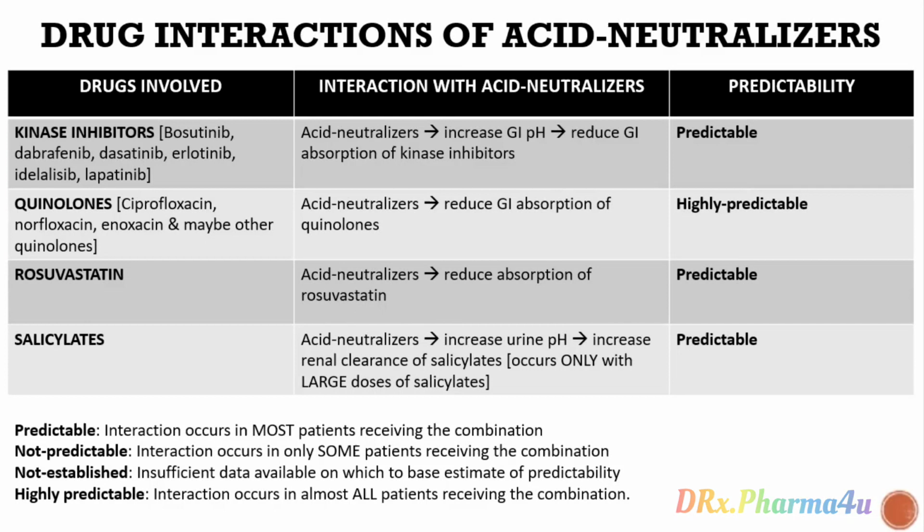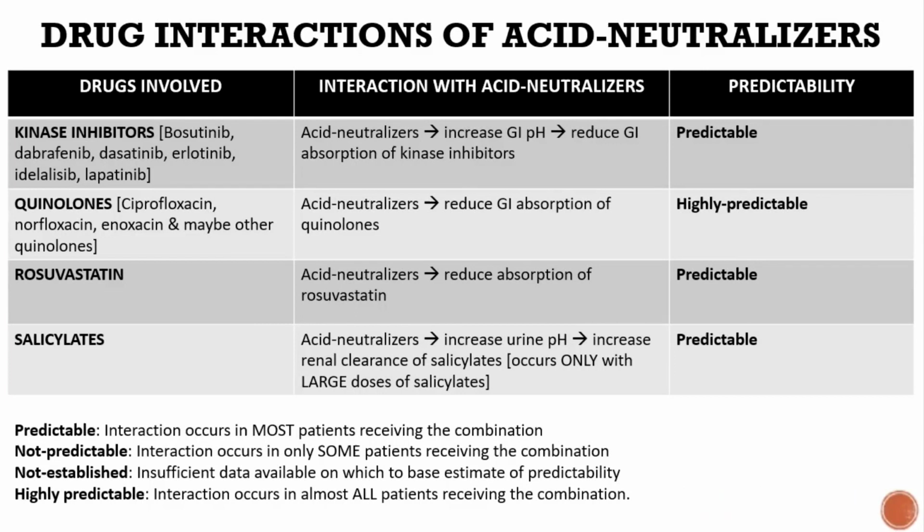Then we come to the interaction of acid neutralizers with salicylates. So this is a different type of interaction. Acid neutralizers usually increase the urine pH, and salicylates usually require low urine pH for proper renal clearance. So what happens when the urine pH increases? That increases the renal clearance of salicylates. But this usually happens only with large doses of salicylates. It is a predictable interaction.